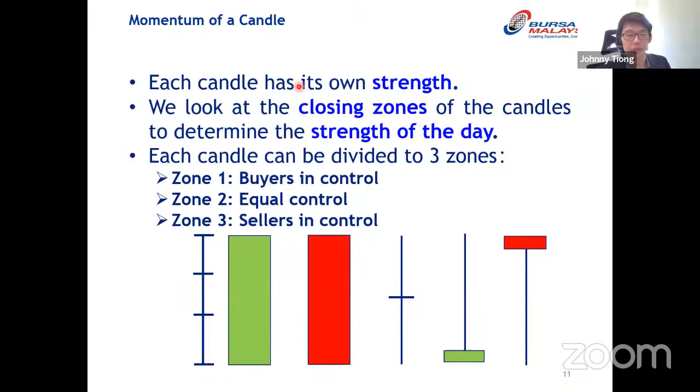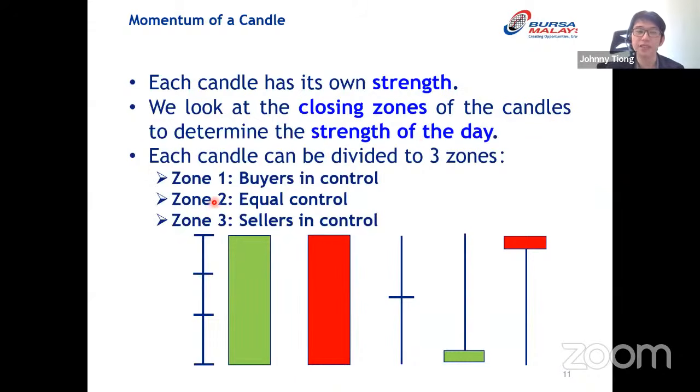If we understand the bearish candle and the bullish candle, next we need to understand a very powerful one, the momentum of the candle. Like we said just now, each candle actually has its own strength. Don't underestimate these candles, they carry a lot of story. We can look at the closing zones of the candles to determine the strength of the day.